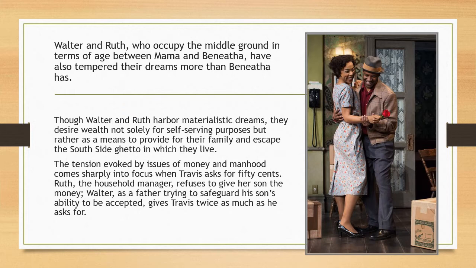The tension evoked by issues of money and manhood comes sharply into focus when Travis asks for 50 cents. Ruth, the household manager, refuses to give her son the money. Walter, as a father trying to safeguard his son's ability to be accepted, gives Travis twice as much as he asked for. There's probably a little bit more going on there between fathers and sons and proving yourself as a provider to your son, trying to show him that you are strong for him, than just safeguarding Travis's ability to be accepted. There's a lot you can read into the scene.